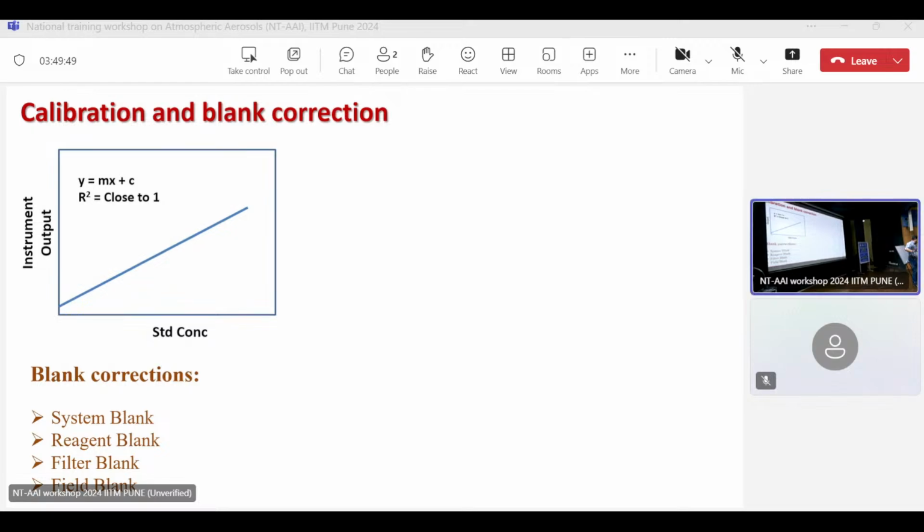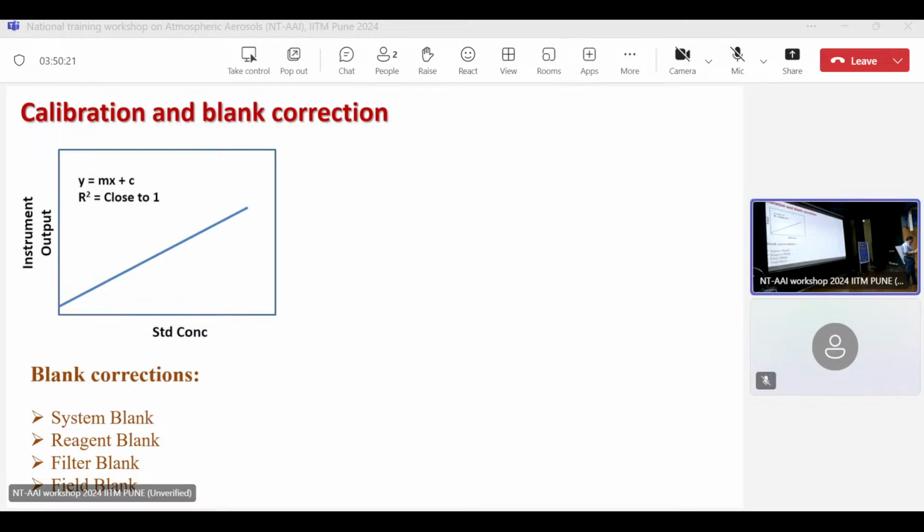Now I am doing all the things, but I want to know how much is coming from the blank. How will I do that? I should know how much is reagent contributing, how much is filter contributing, how much is field blank. You should know. In principle, again, blindly करना है तो बोलो field blank सबसे कर.